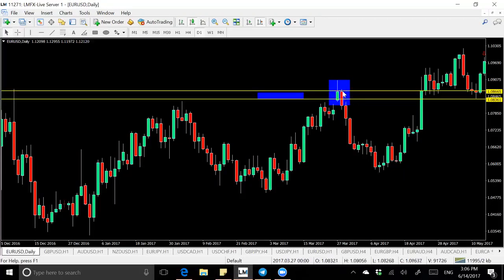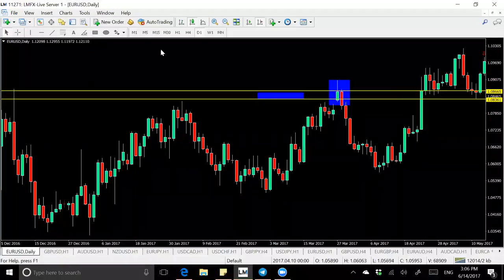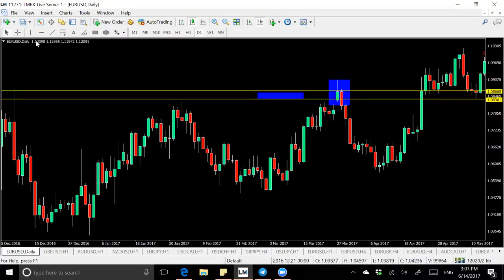This is based just on support and resistance. If your support and resistance was correct, you didn't do anything else here. You just sold it based on that, and you just got 280 pips. Yeah, this is a daily. It's a pretty long trade.